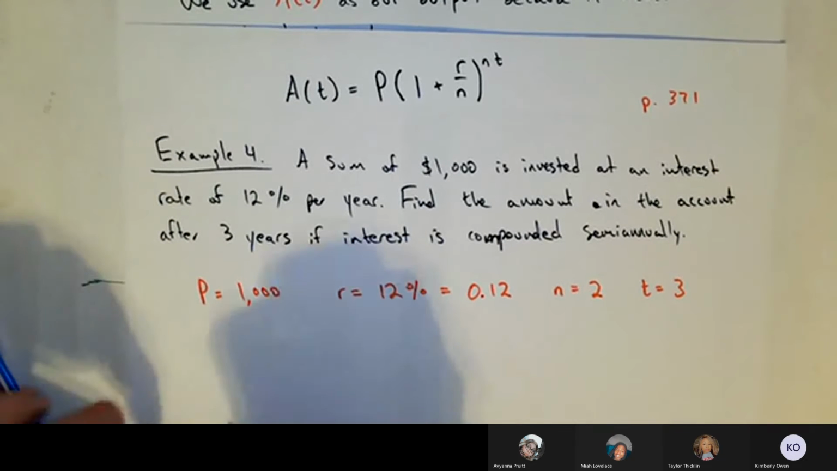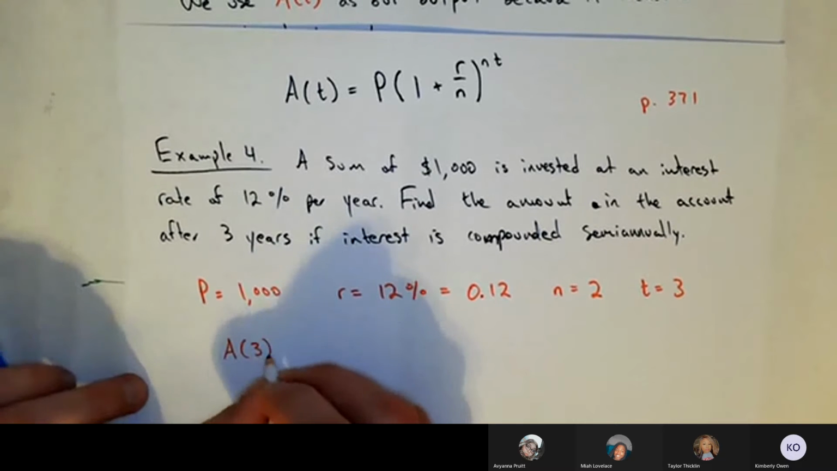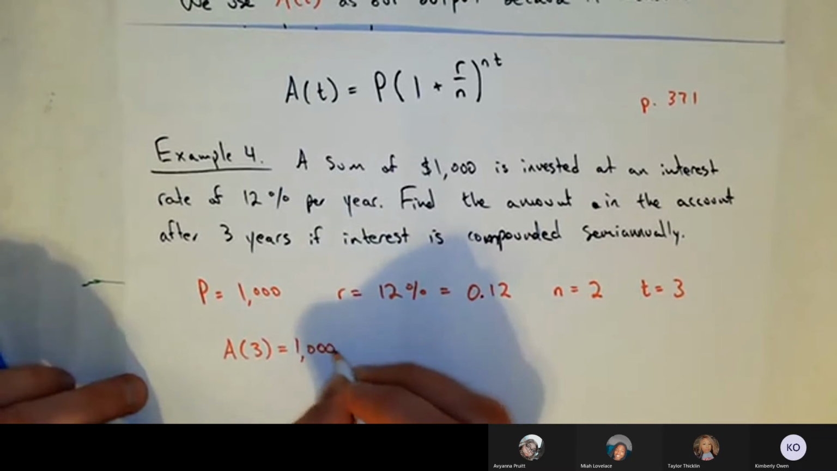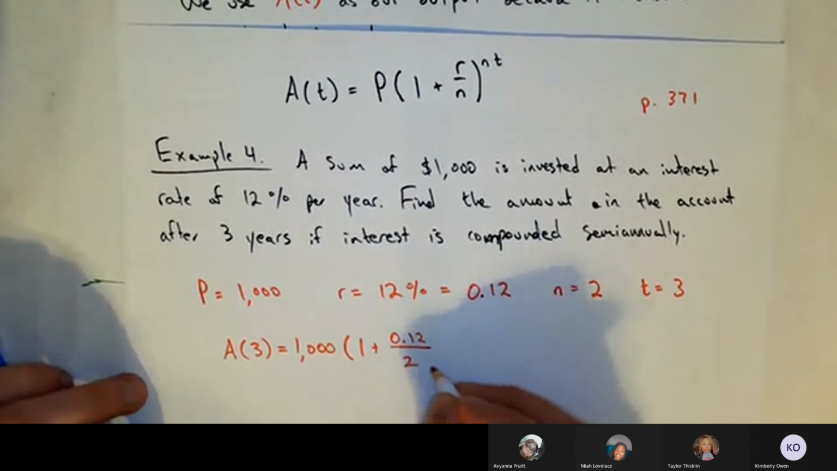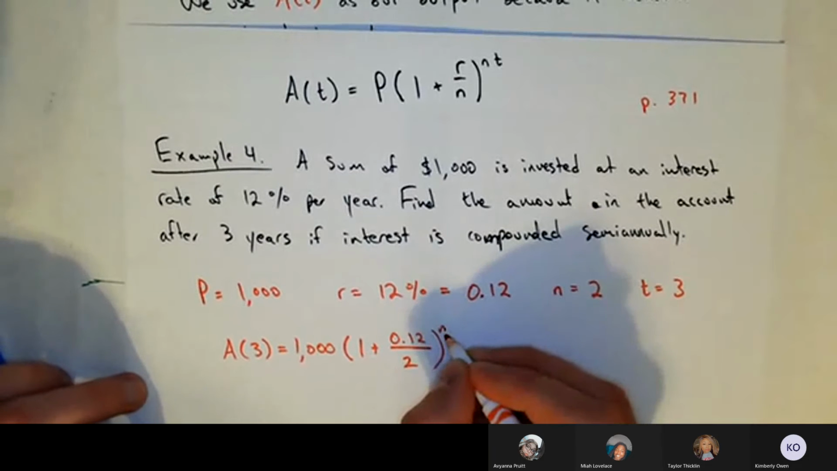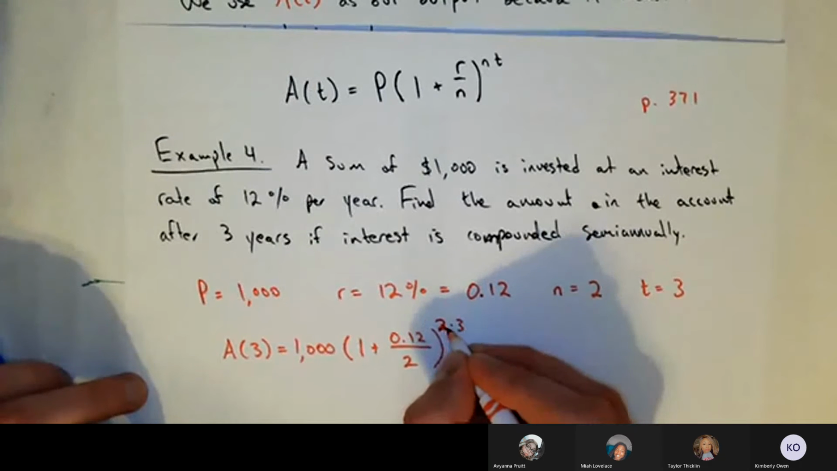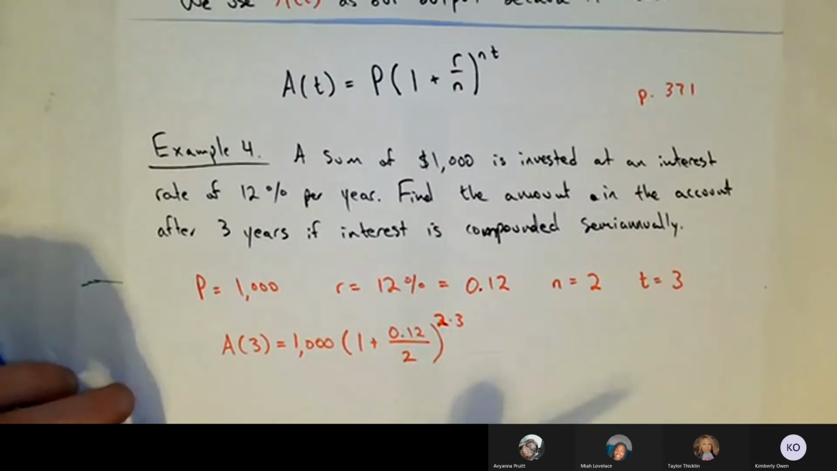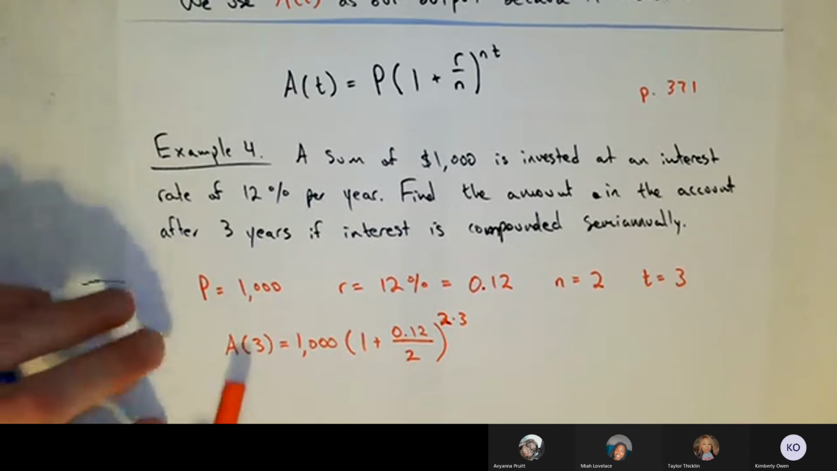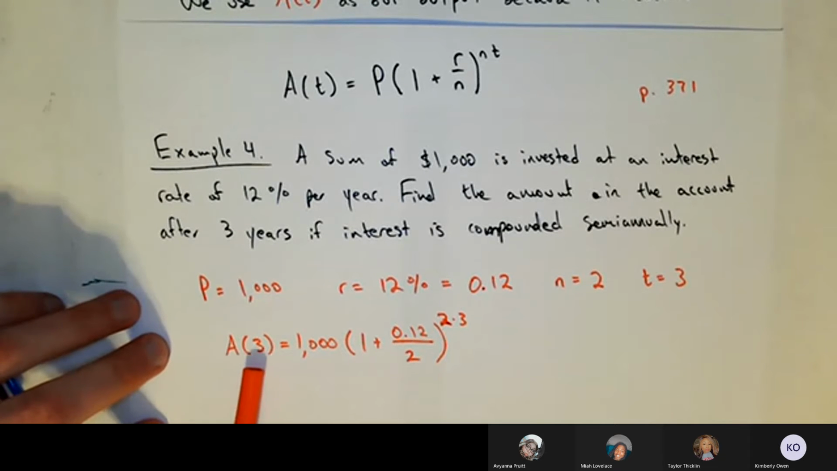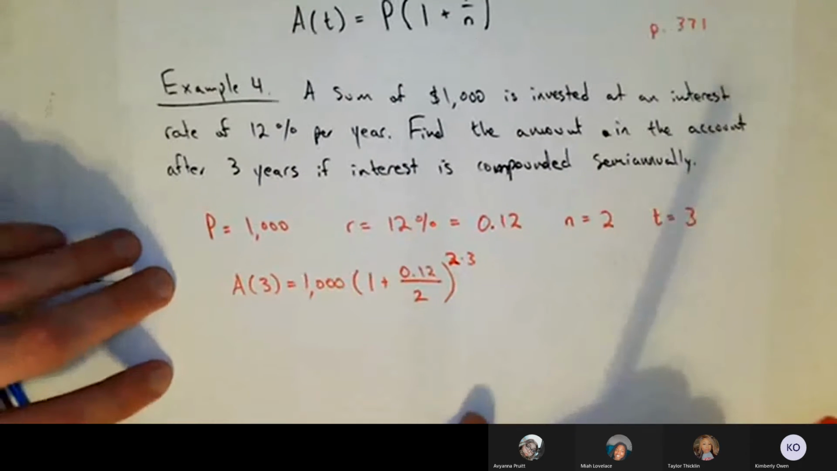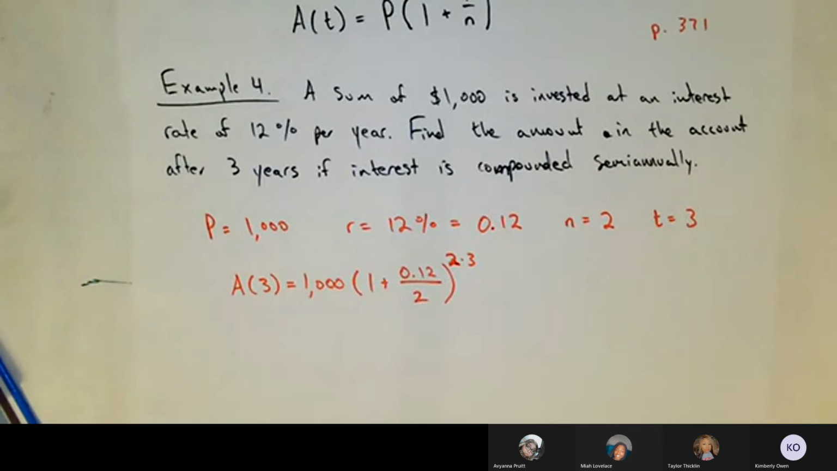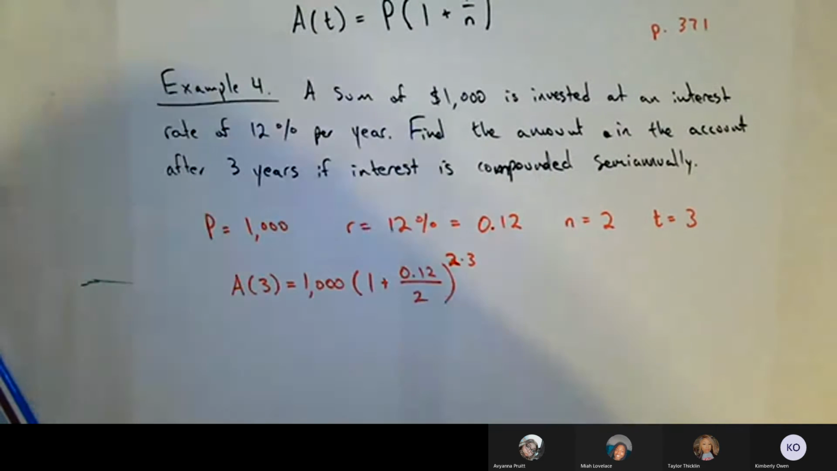3 years. So we're going to say A of 3 is equal to 1,000 times 1 plus 0.12 over 2, raised to the 2, right, that's N, times 3. There's the T value, 3. Notice how the T is, I've plugged it in as the input here, represented in this little window in the function. Okay, how do you actually calculate this? Let me show you with my calculator.